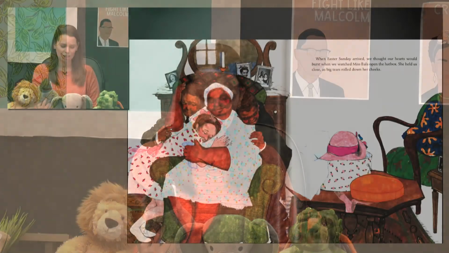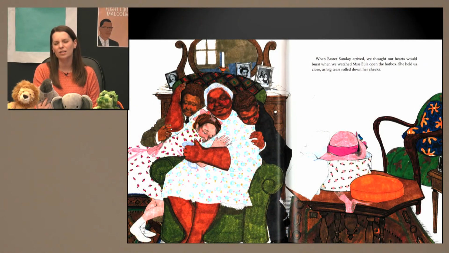Rafa: These characters, Stuart, Winston, and Patricia, worked so hard to earn money to get that hat for Miss Eula. She must be really special to them. I'm also looking at the illustrations, and they're hugging each other, and they all have their eyes closed, and they're smiling. They must just be so happy to be there with her, and she seems happy to be there with them.